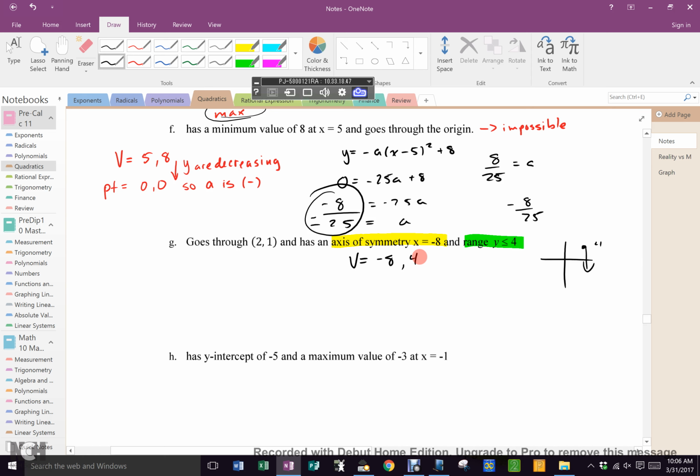Now could you solve it? Why? Because I have an x, I have a y, and I have a vertex, right? And what kind of parabola must it be? So what is a must be what? Negative. Go ahead.